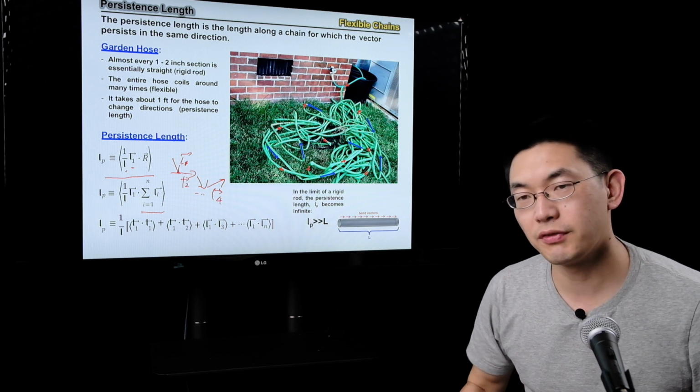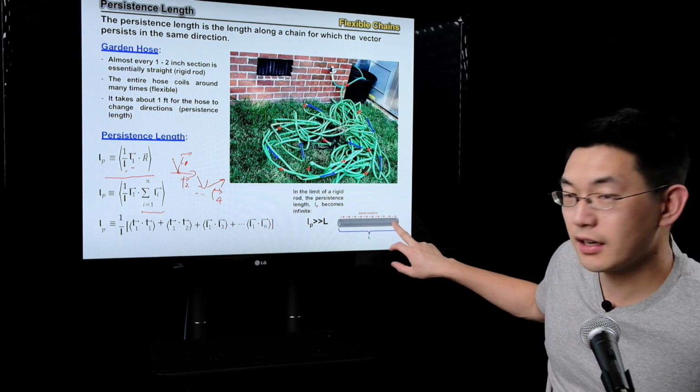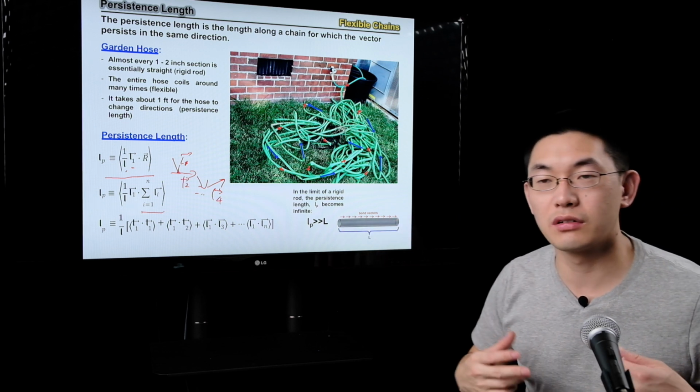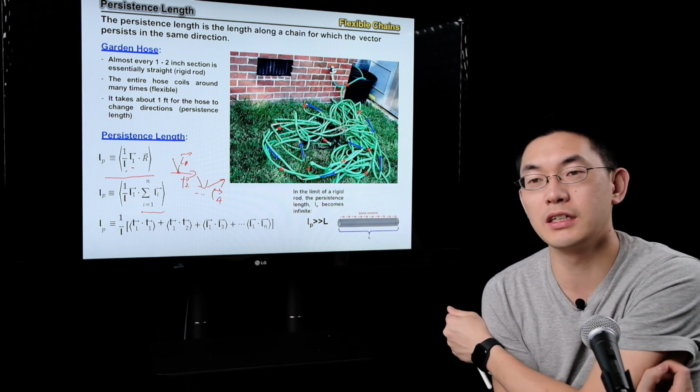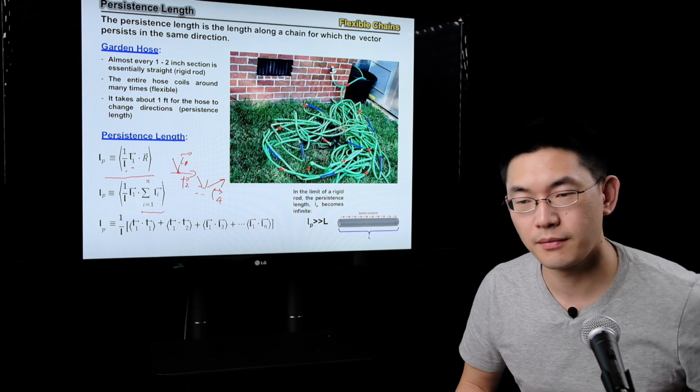So as you can see, if we have a really rigid rod-like polymer as shown here, then it will never bend more than 90 degrees. So your persistence length will be infinitely long, and it will be larger than the contour length.